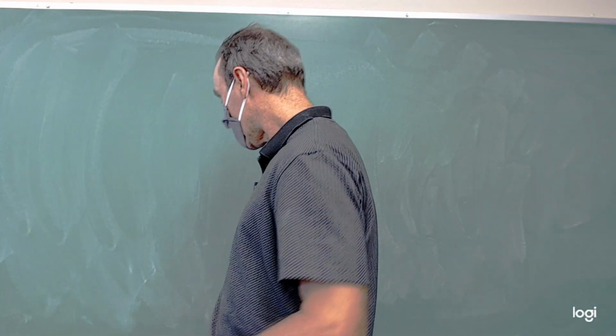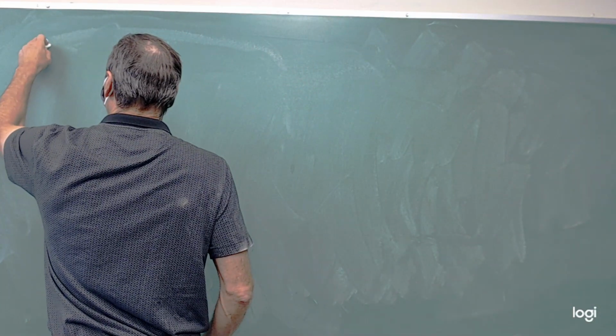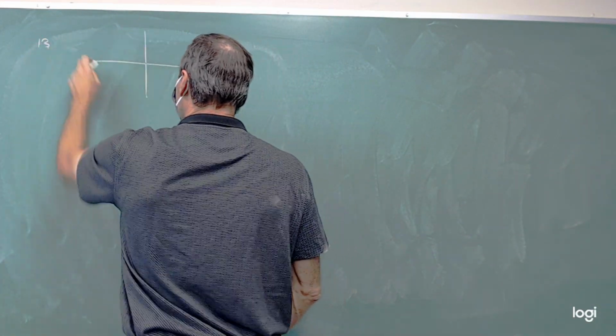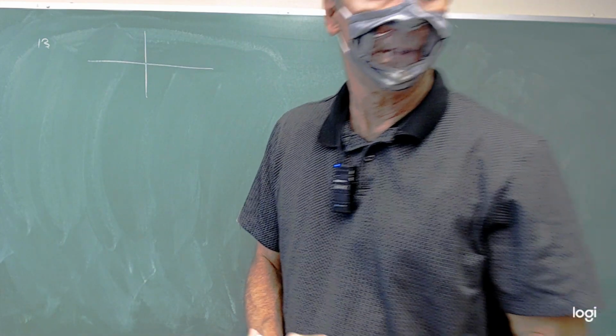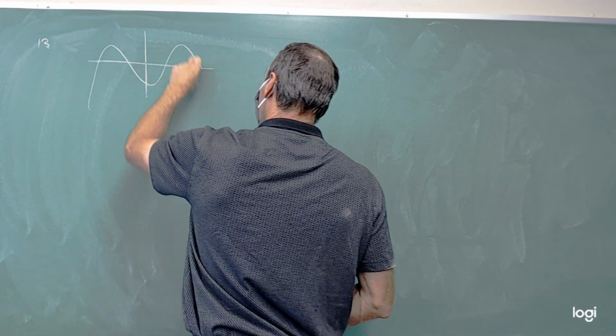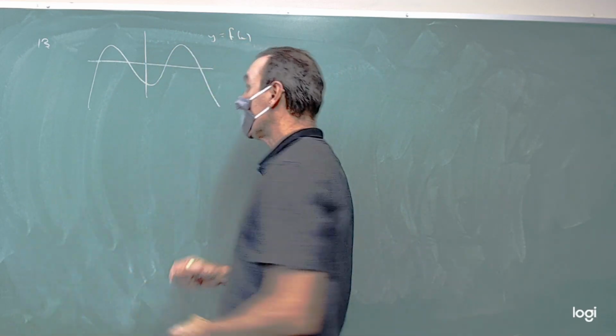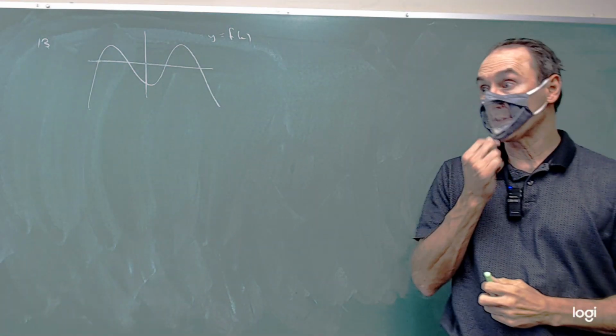So we're talking about number 13. We are given this original function. The graph is not marked at all. So here's our original f of x. And you have 4 choices, and you're trying to identify which one is correct.